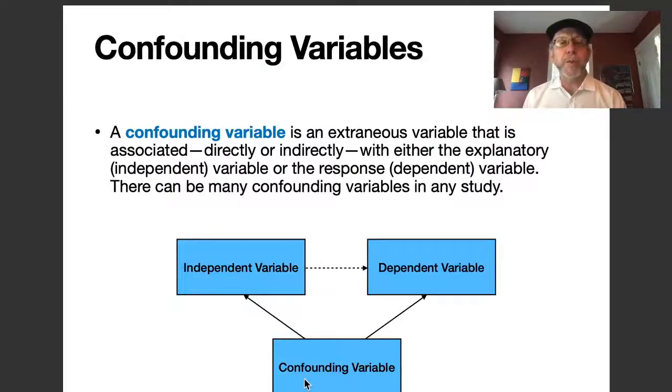Now, to get at the more complex situations, you can have a situation in which you have an independent variable that you think may be influencing some other variable here, but there may be a variable outside the scope of what you're studying that's actually influencing both. And that kind of variable is called a confounding variable. Now, the situation here can be very complex.